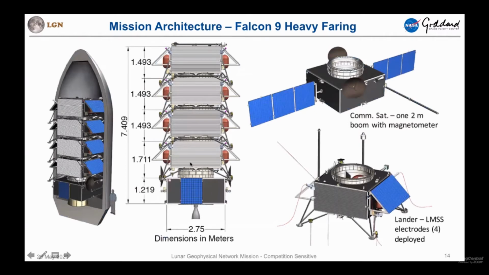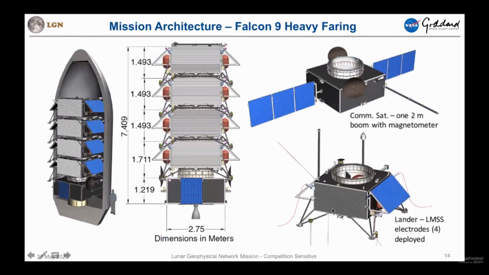We'd have 4 landers, 4 identical landers stacked up here that would also contain a 2-meter boom with 1 magnetometer to aid in our electromagnetic sounding. This is sort of supplementary science, because we really don't need an orbiter to do this, but it allows us to cross-check our electromagnetic sounding data because we have that orbital asset, similar to what Apollo 12 and the Explorer 35 satellite had.